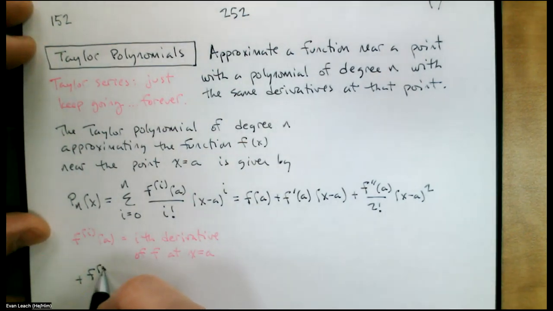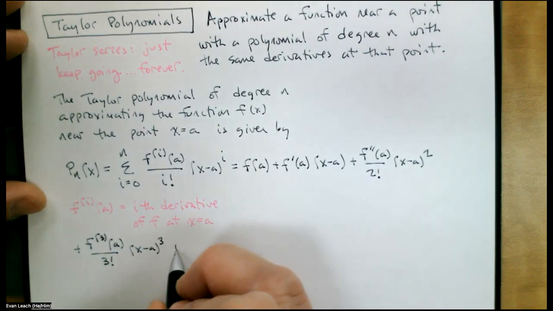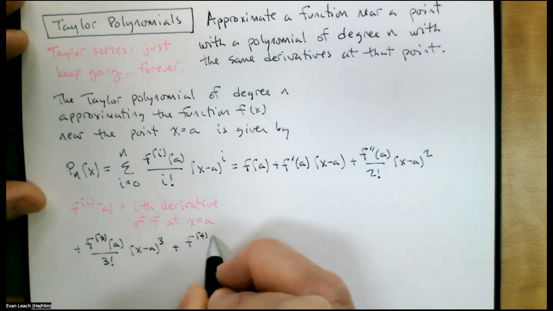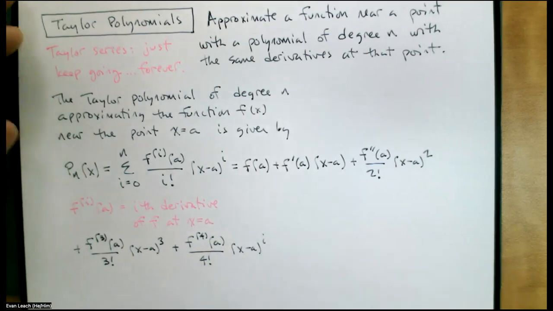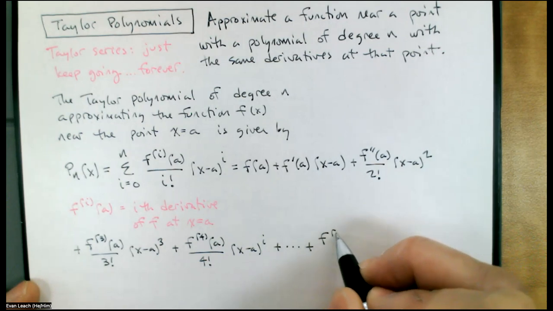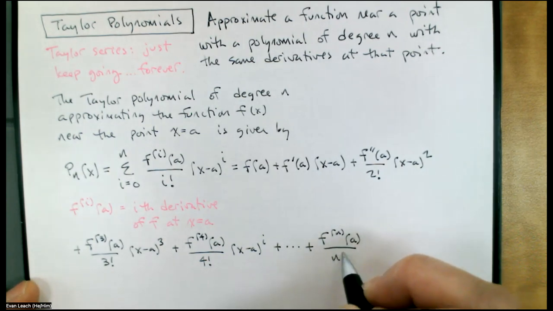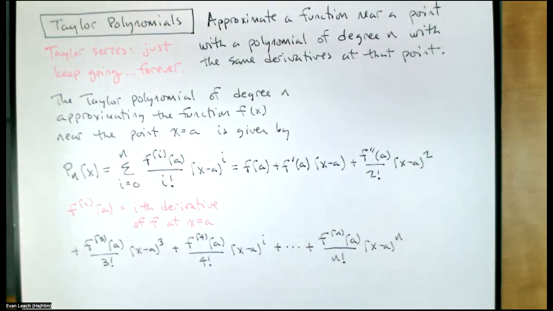And then the third derivative, evaluated at a divided by 3 factorial times x minus a cubed. And that's the structure of all the terms. We take the ith derivative evaluated at a divided by i factorial times x minus a to the i. So the nth degree term will be the nth derivative evaluated at a divided by n factorial times x minus a to the n. So we do want to notice that the first two terms of our Taylor polynomial form the equation of the tangent line, the best linear approximation.